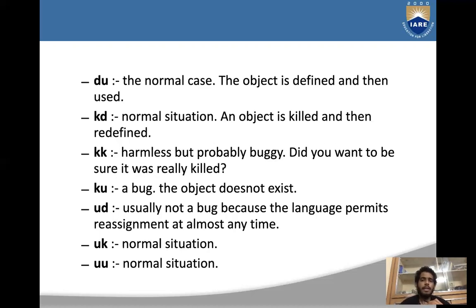DU, the normal case, the object is defined and then used. KD, normal situation, an object is killed and then redefined. KK, harmless but probably buggy. Did you want to be sure it was really killed? KU, a bug, the object does not exist. UD, usually not a bug because the language permits reassignment at almost any time. UK, normal situation. UU, normal situation.